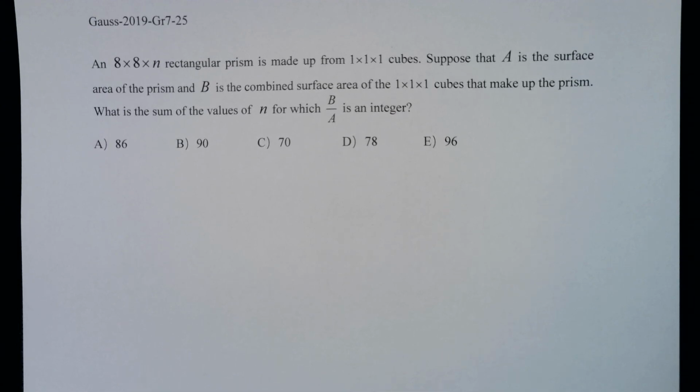Today we'll be doing another Gauss question here. As always, let's first start off by reading the question. So an 8 by 8 by n rectangular prism is made up from 1 by 1 by 1 cubes, and suppose that A is the surface area of the prism and B is the combined surface area of all of these smaller cubes that make up the prism. What is the sum of the values of n for which B over A is an integer?